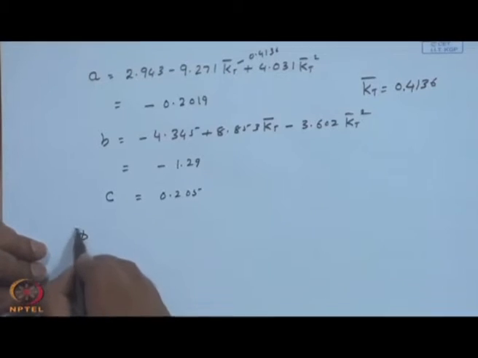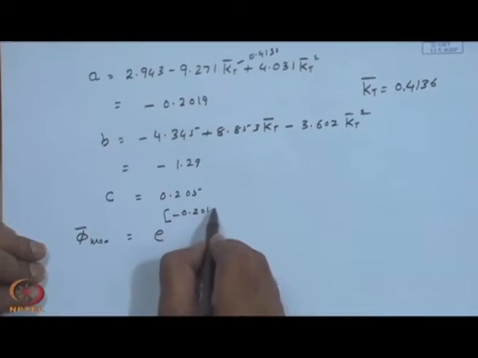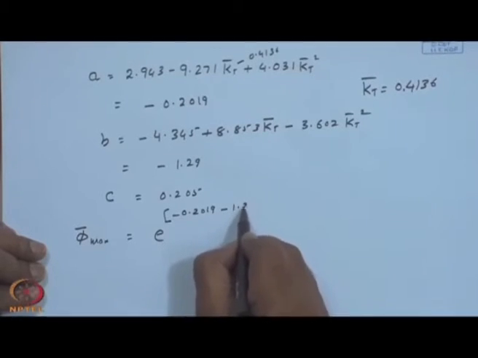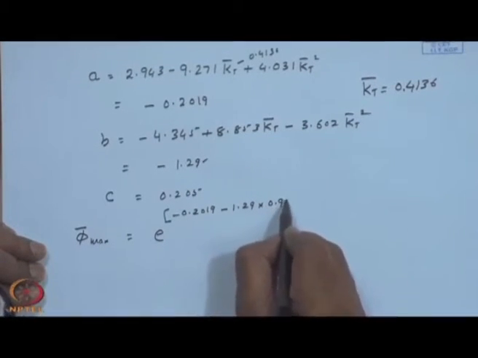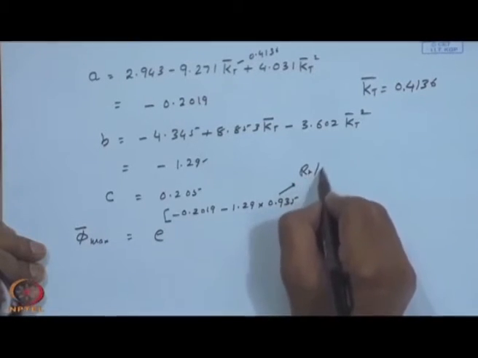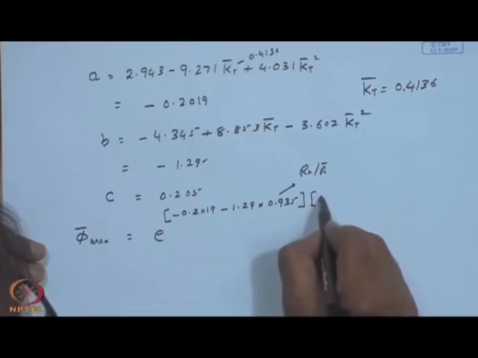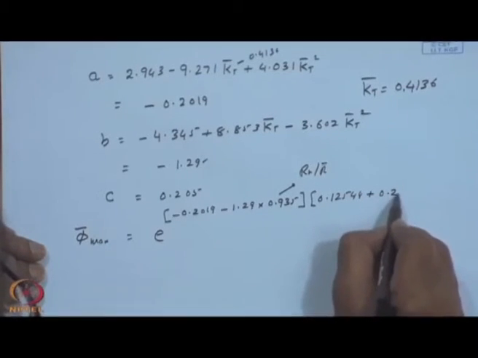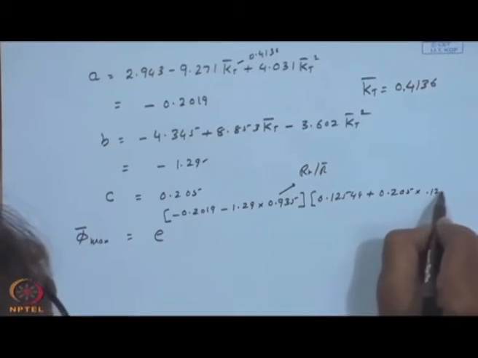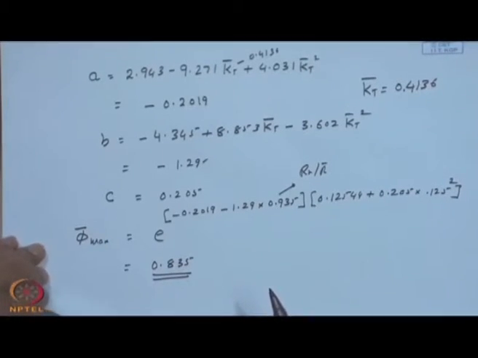So, phi bar max is e to the power minus 0.2019 minus 1.29, that is this, into Rn by R bar, which will be 0.935. This is Rn by R bar, which is 1 by R bar by Rn, which we have calculated earlier, times Xc bar 0.12544 plus 0.205 into 0.125 square. So, this will be 0.835. So, the utilizability is pretty high, right.